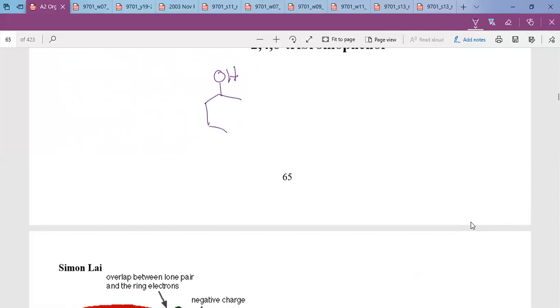Now I can draw much better. Remember, we are talking about the reactions of this group here, this one here, which are acidic reactions. So here, this side chain.